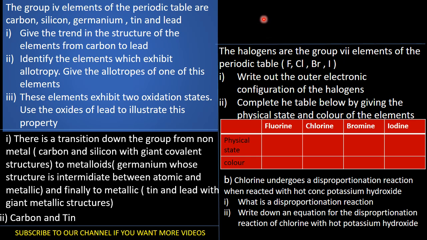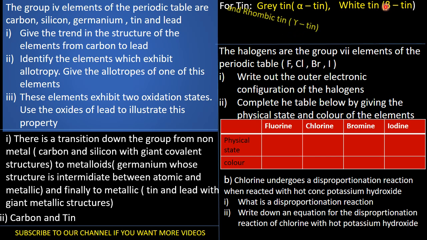Tin, guys, we should know that tin has 3 allotropes. Okay, it has 3 allotropes. In the first case we have gray tin, or we can call that alpha tin. We have the next one, white tin, or we can call that beta tin. The next we have rhombic tin, in bracket we can call it our gamma tin. Good. So guys, these are the allotropes of tin.